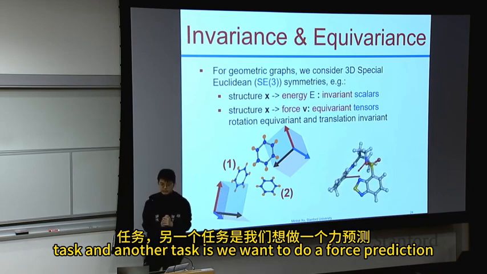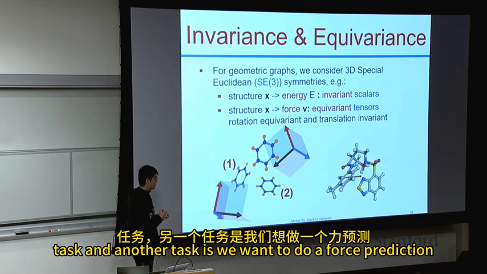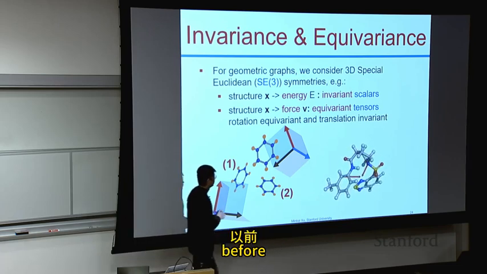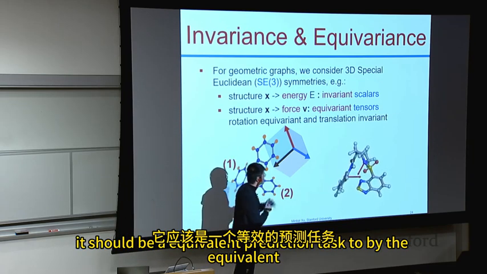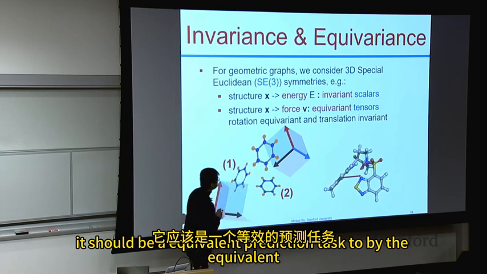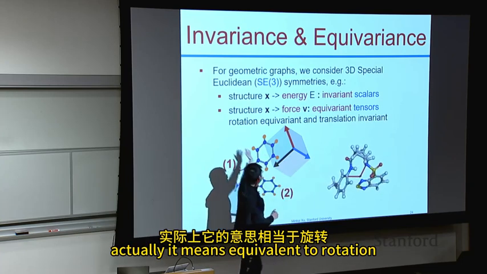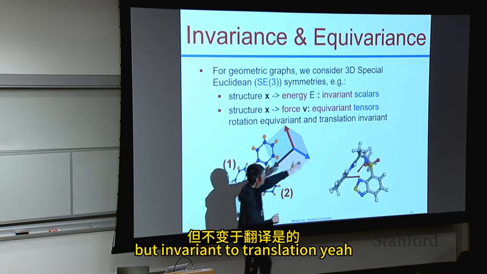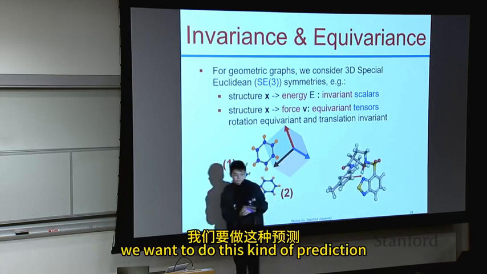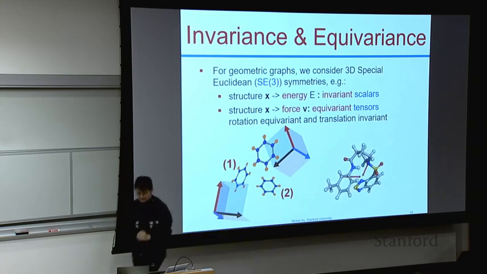Another task is force prediction, and as introduced before, it should be an equivariant prediction task. By equivariant, it means equivariant to rotation, but invariant to translation. Yeah, we want to do this kind of prediction.